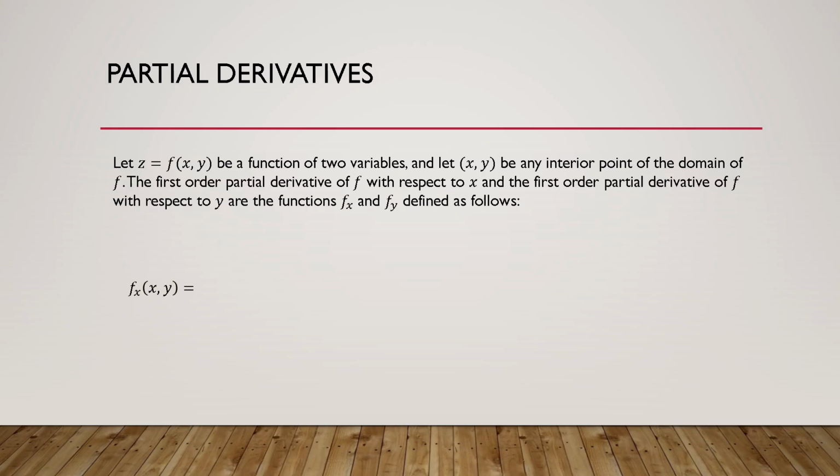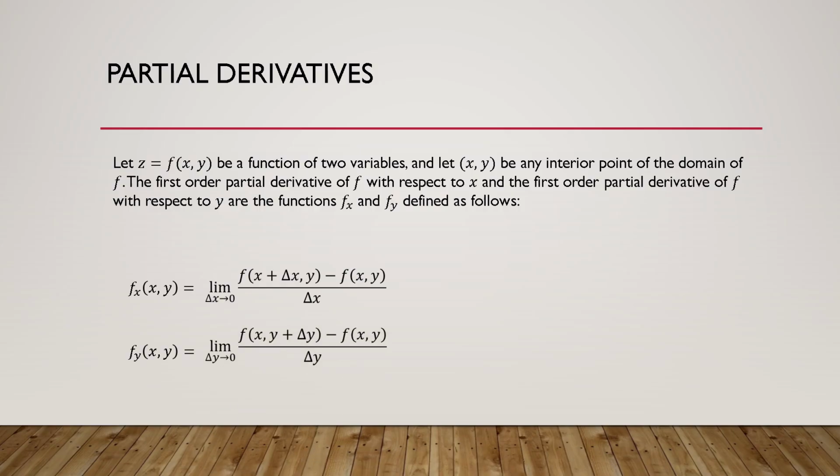The partial derivative of f of x, y with respect to x equals the limit as delta x approaches 0 of f of x plus delta x, y minus f of x, y over delta x. This partial derivative treats y as a constant. The partial derivative of f of x, y with respect to y equals the limit as delta y approaches 0 of f of x, y plus delta y minus f of x, y over delta y. This partial derivative treats x as a constant.